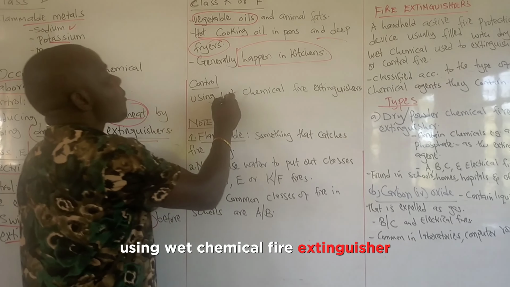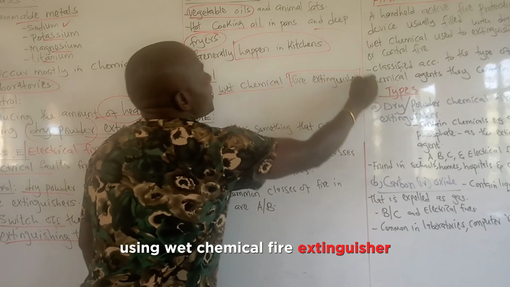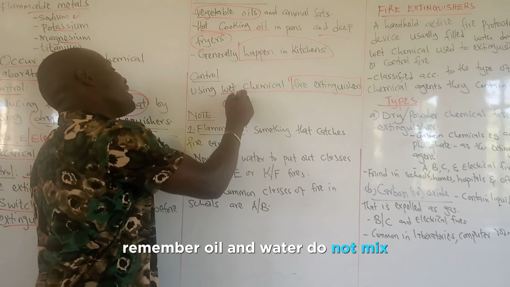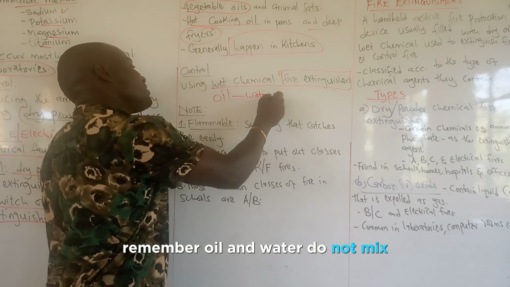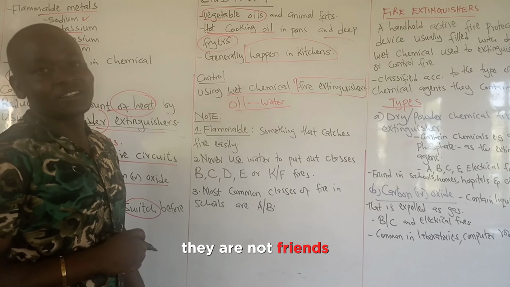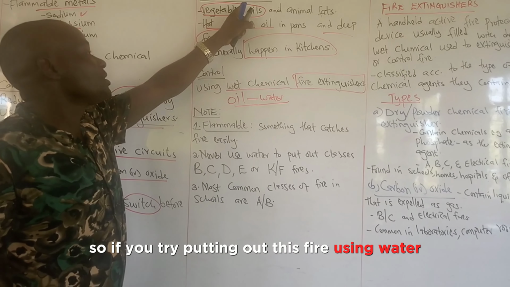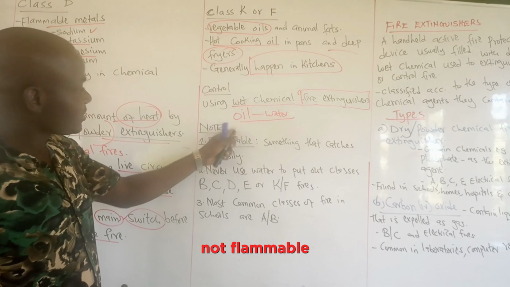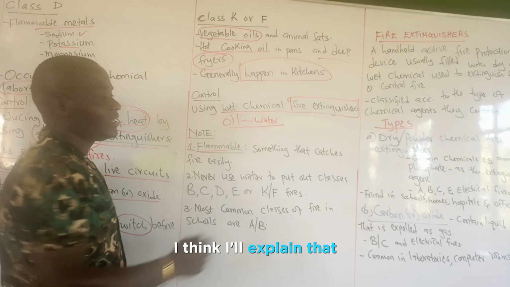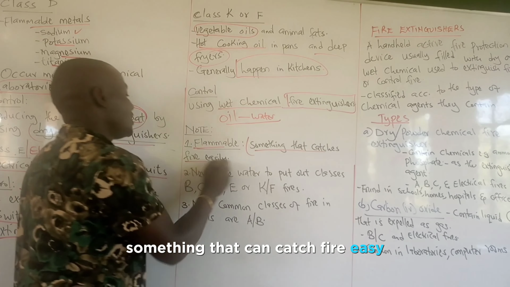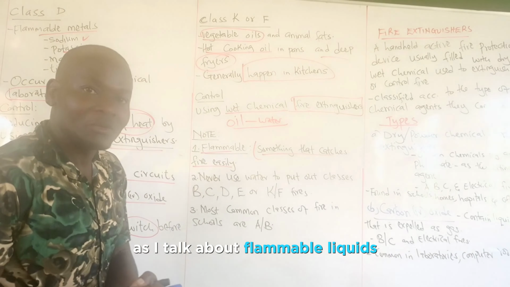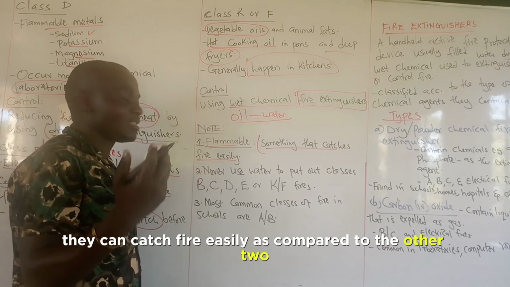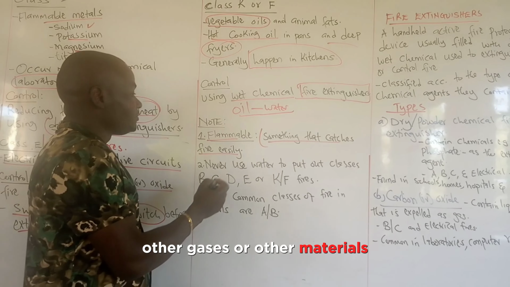Control: using a wet chemical fire extinguisher. Remember, oil and water do not mix. They are not friends. So if you try putting out this fire using water, you are in danger. Note, flammable, I think I've explained that, means something that can catch fire easily. That's why I talk about flammable liquids, flammable gases. They can catch fire easily as compared to other materials.